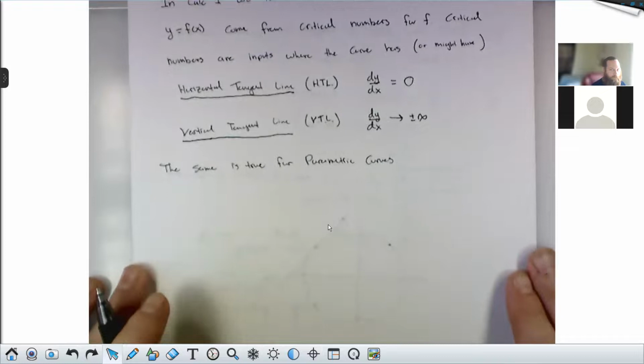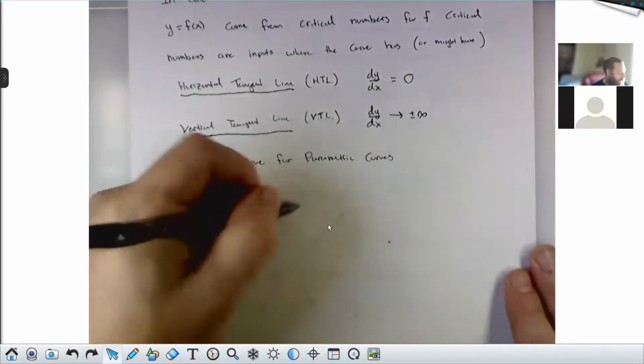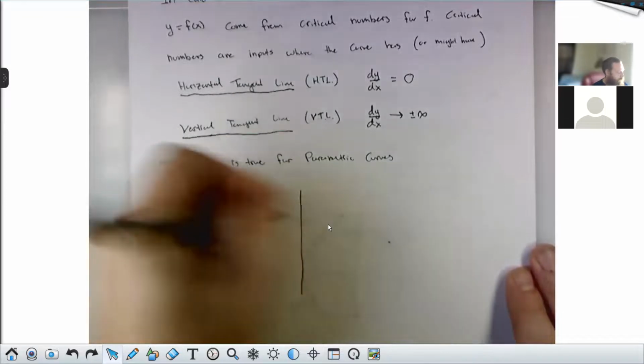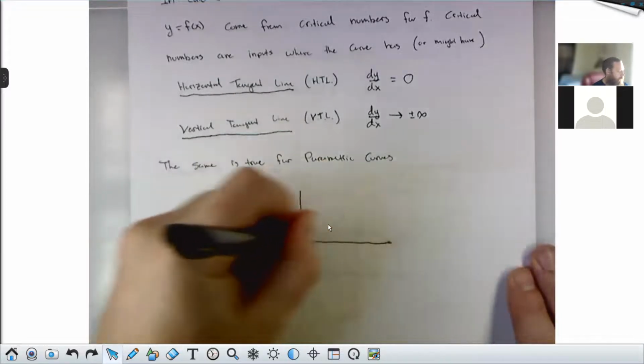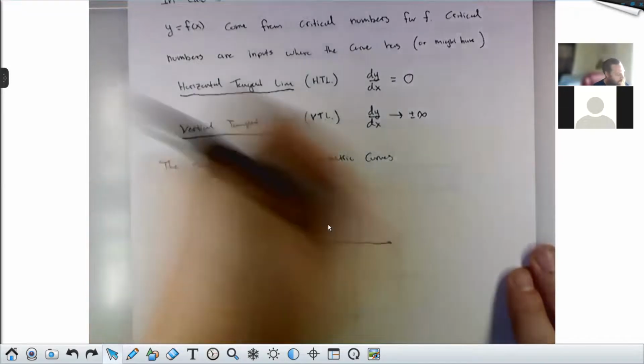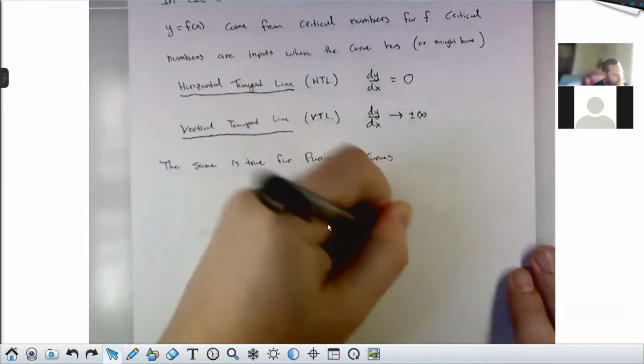So I want to draw for you a very general looking parametric curve and sort of just point to the things that I would want to call a min or a max in some sense.